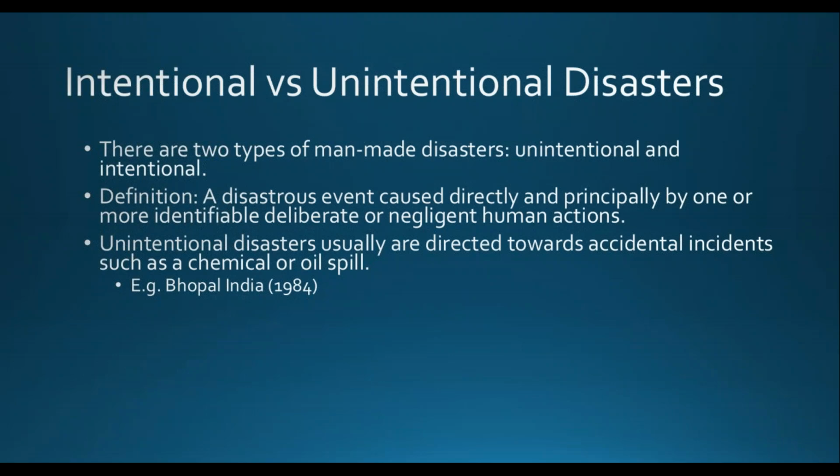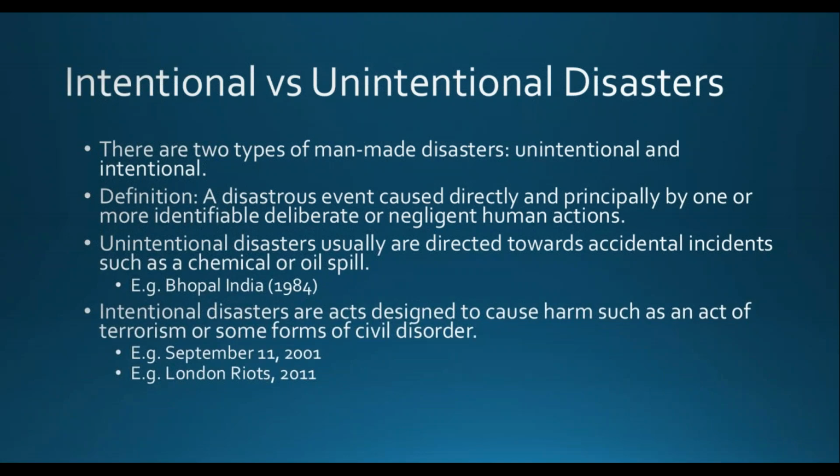To give you some other examples of intentional disasters, of course, September 11th, 2001, an act of terrorism against the United States of America. But also in the United Kingdom in 2011, there were the London riots. This was caused by the death of a young man in police custody, Mark Duggan, and was followed by peaceful protests that later turned violent. Thousands of people rioted in cities and towns across England. There was looting, arson, and it resulted in the mass deployment of the police and even the deaths of 5 people.